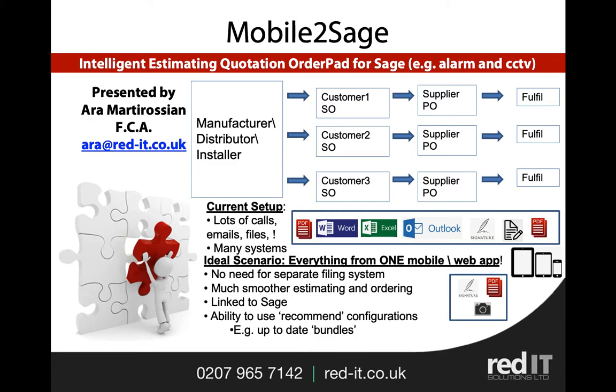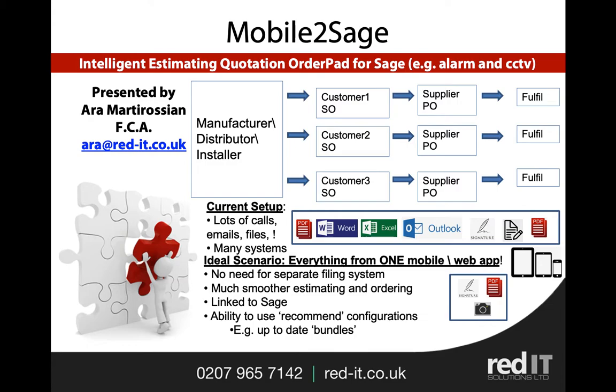That normally entails lots of calls, lots of emails, lots of files, many different systems. Now the ideal scenario is to be able to just have a single system doing all of that for you, and the filing being in the same place, and a much smoother estimating and ordering process for both the customers and the suppliers and the manufacturers. There's also a need for the system to link seamlessly to Sage and the ability to recommend configurations. Products change regularly and it's a big task for the installers to keep themselves up to speed with the latest products that the manufacturers are providing them with.